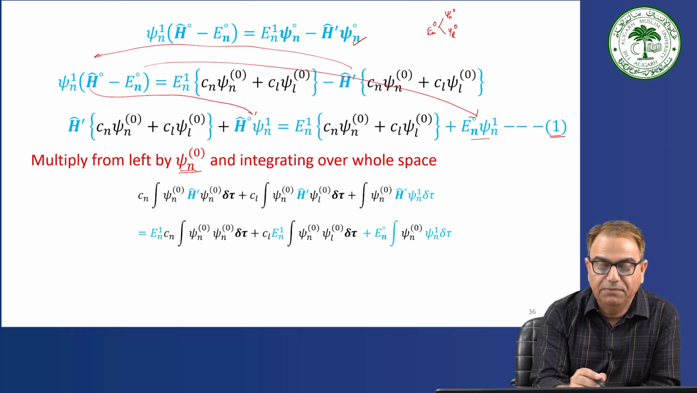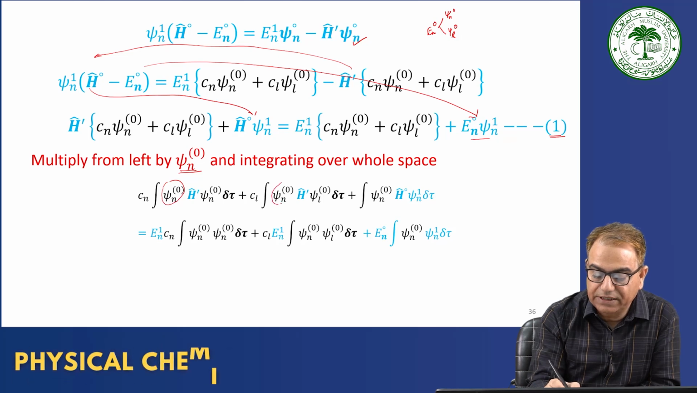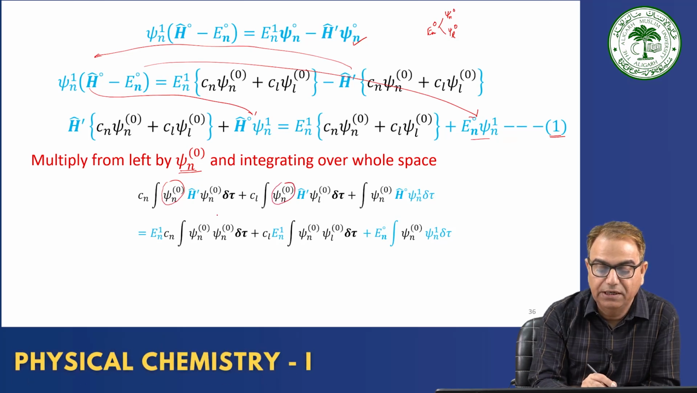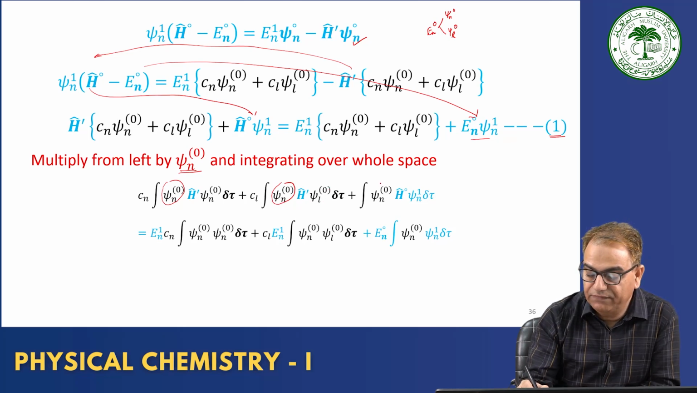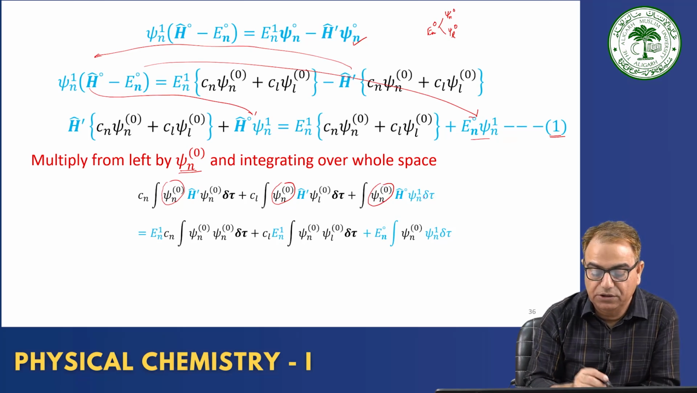If you have the second term, Cl is a constant, so it will be outside. Then the integral, then the wave function with which you are multiplying, psi n naught. Then you have psi n naught, Cl is a constant so outside, and H prime has to be there, so H prime and psi L naught d theta. Then again this wave function with which you are multiplying goes to the other term, H naught psi n1, so psi n naught H naught psi n1 d theta.